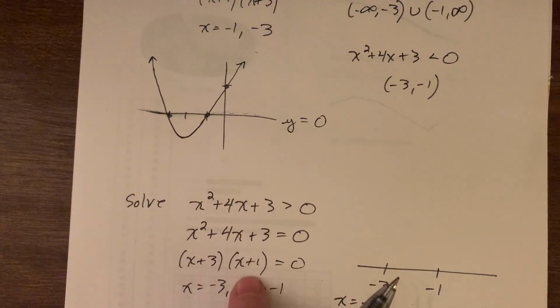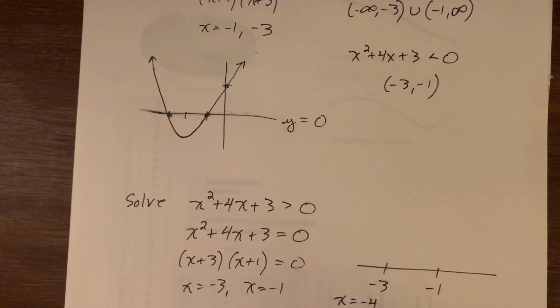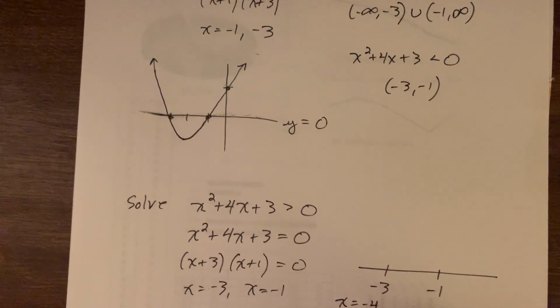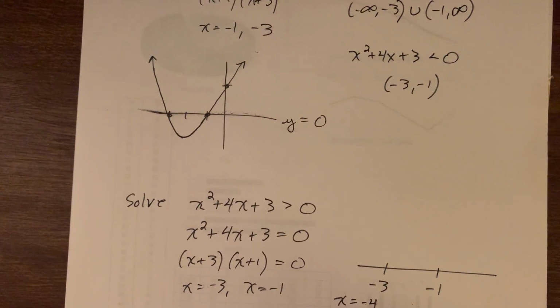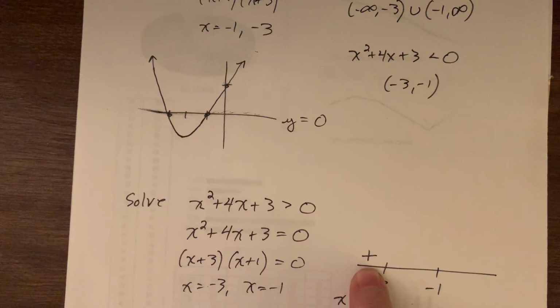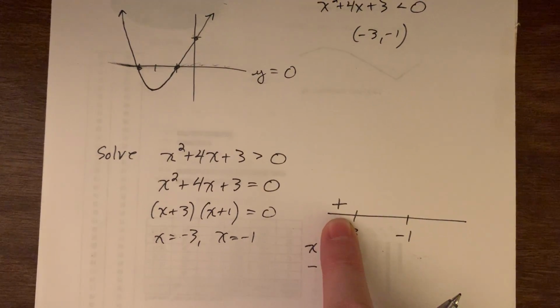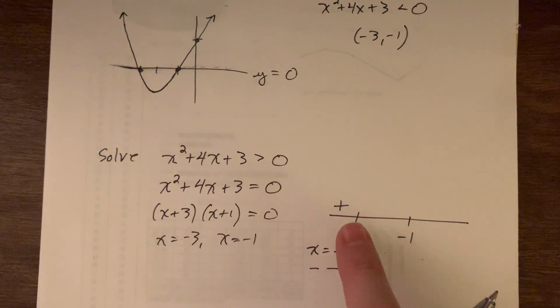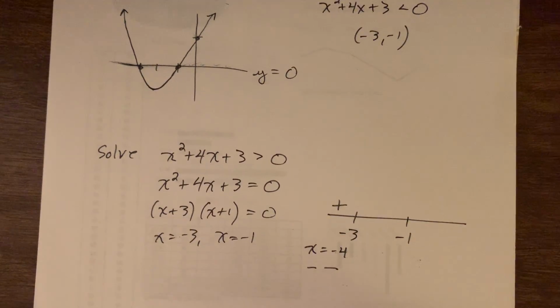I will take that and plug it into each factored piece. Negative 4 plus 3 is negative 1, so negative. Negative 4 plus 1 is negative 3, so negative. I don't care about the numbers, I just care about the signs, because any negative number times any negative number will give me a positive. And I like to put my resultant sign, my final sign, on top of my interval.